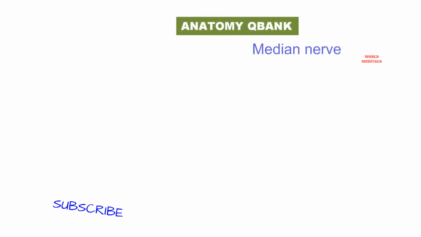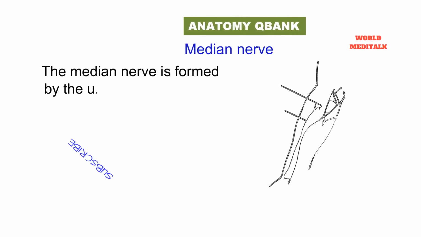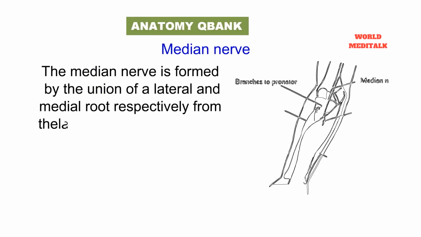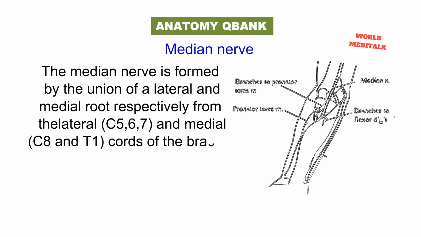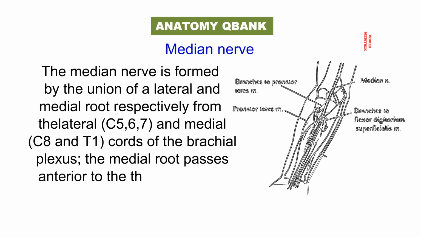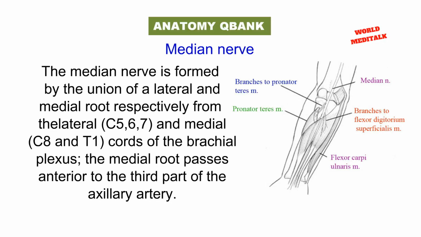Let's talk about the anatomy of the median nerve. The median nerve is formed by the union of lateral and medial roots, respectively from the lateral cords C5, 6, and 7, and medial cord C8 and T1 of the brachial plexus. The medial root passes anterior to the third part of the axillary artery. The nerve descends lateral to the brachial artery, crosses its medial side, usually passing anterior to the artery. It passes deep to the bicipital aponeurosis and median cubital vein at the elbow.